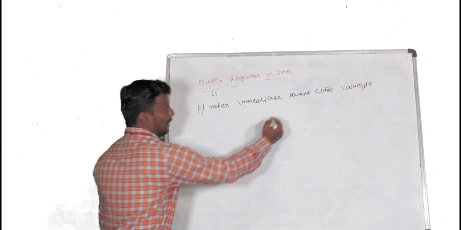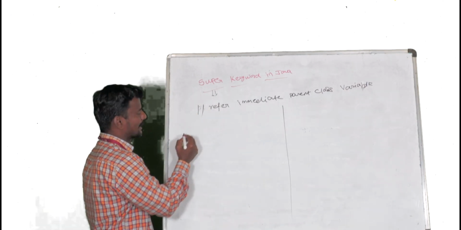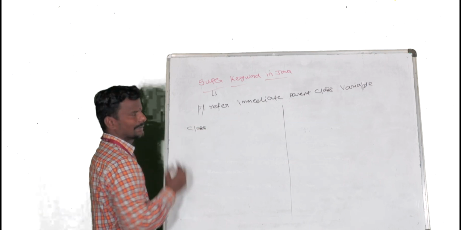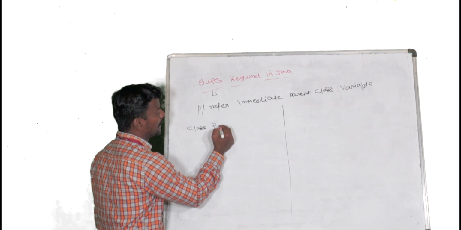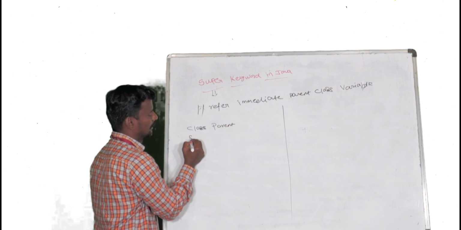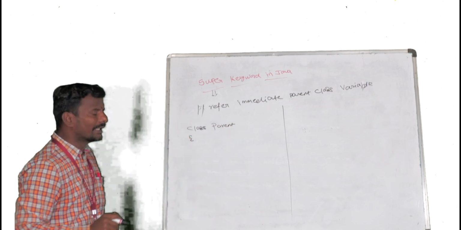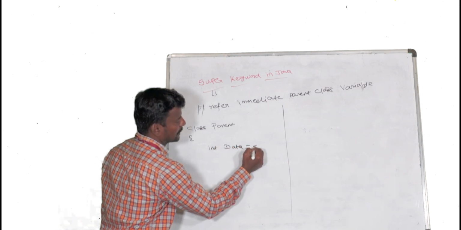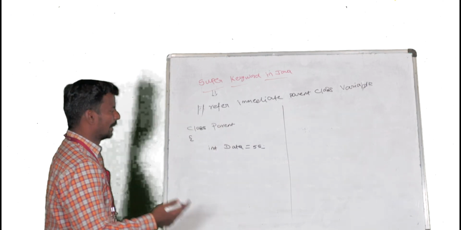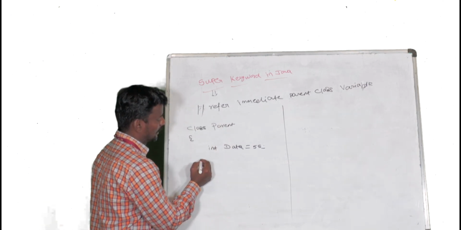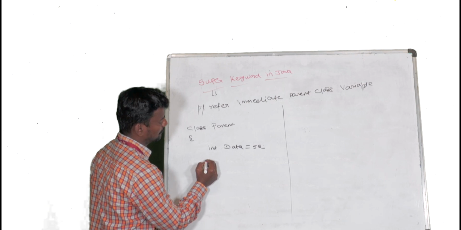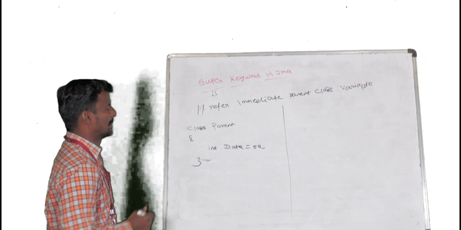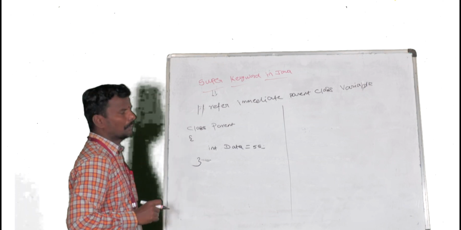Okay, so first what we have to do? First we have to define one parent class. You know how to define a class: we use the keyword class and the next is the name of the class. Here I use Parent, and then I declare one instance variable, that is int data is equal to 55. So this is one parent class.